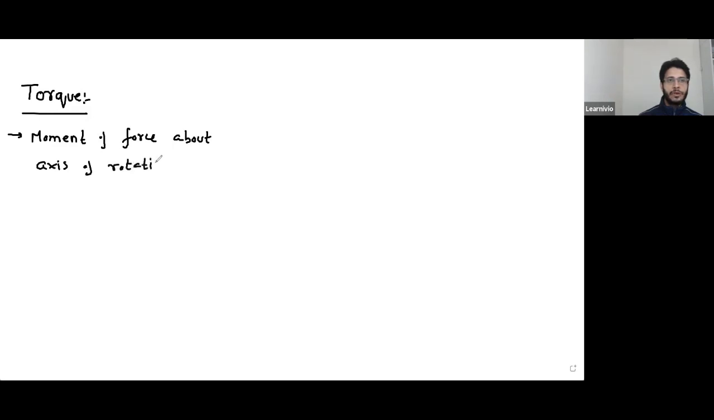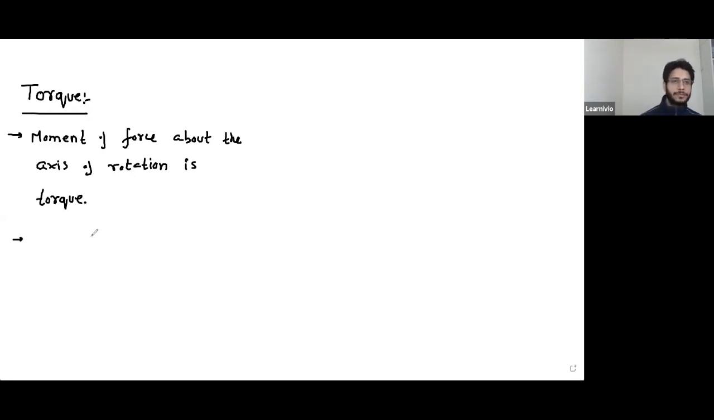The moment of force about the axis of rotation is torque. This is torque. So if a body is rotating, then the moment of force about the axis of rotation is torque. We will not derive the expression of torque. We will just define it.